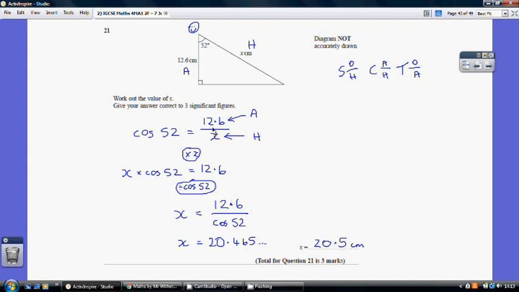So what was tricky about this one was that x is the denominator and not the numerator. Had x just been on top, you would have quite simply multiplied both sides by 12.6. But that wasn't the case. So just take care when you've got x on the bottom.